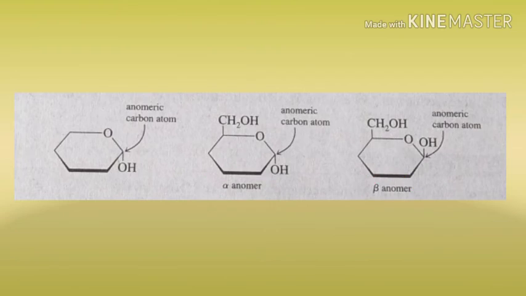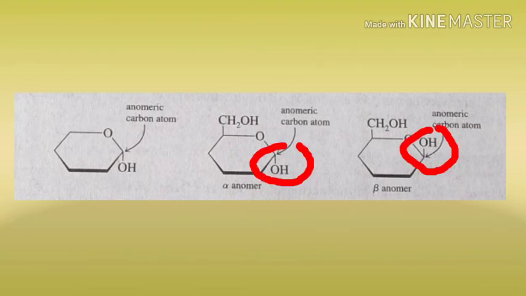Anomers are those that differ only in the position of the substituents on the anomeric carbon. As you can see in the picture, they differ in position, but their molecules are the same, like an oxygen and OH.